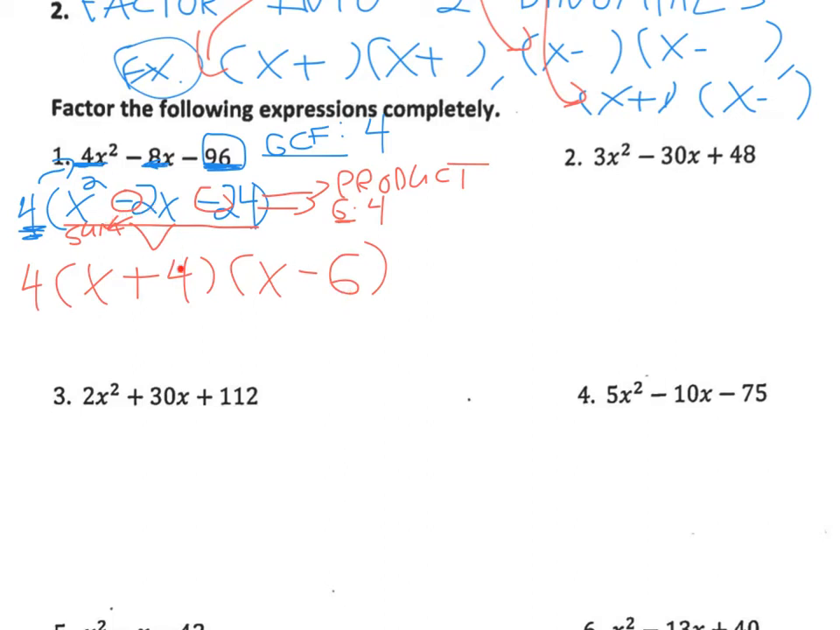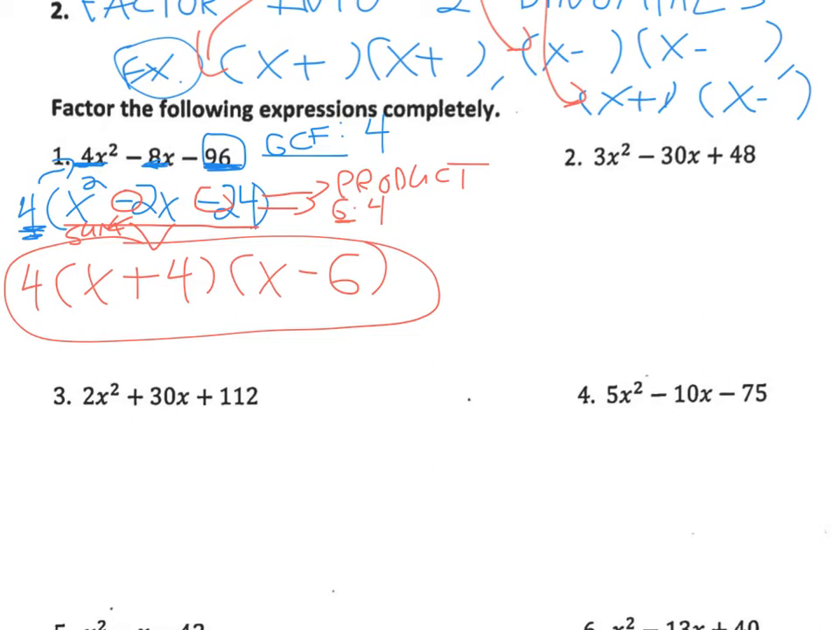That's the sum. And then the product, 4 times negative 6 is negative 24. So that works right there. So that's the answer right there. All right. Let's see here.